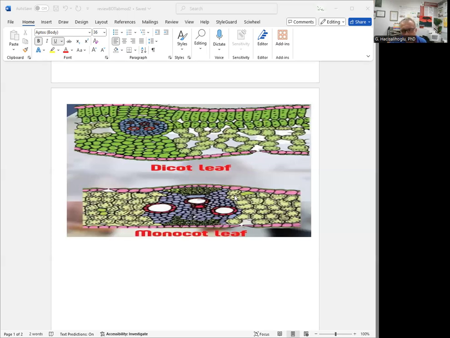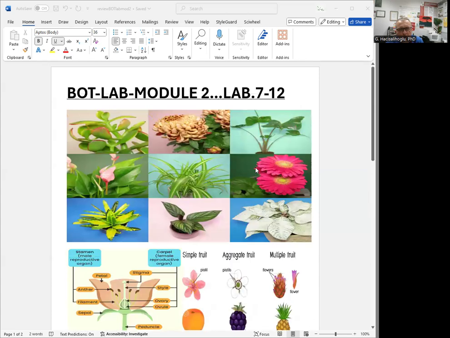So to recap, this is BOT module 2, labs 7, 8, 9, 10, 11, and 12. Always review plants of the week, make sure you know their class, and make sure you can compare one to another, or if you see 4 of them, you can actually tell which is which.